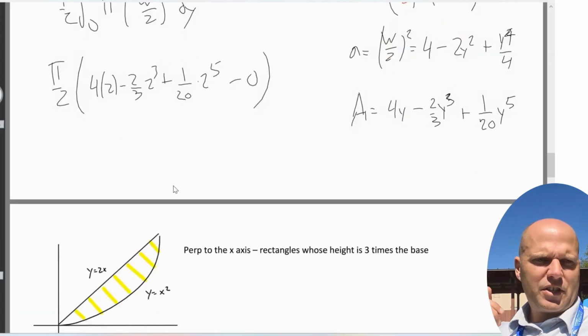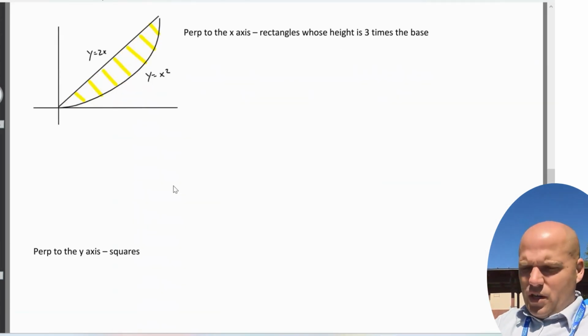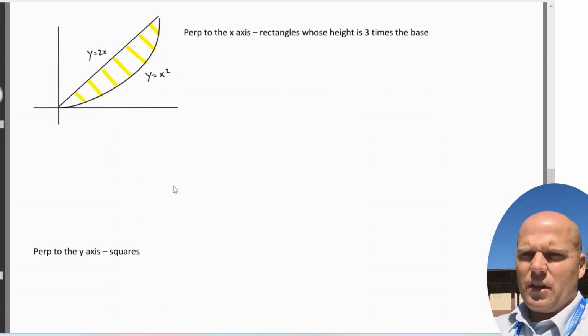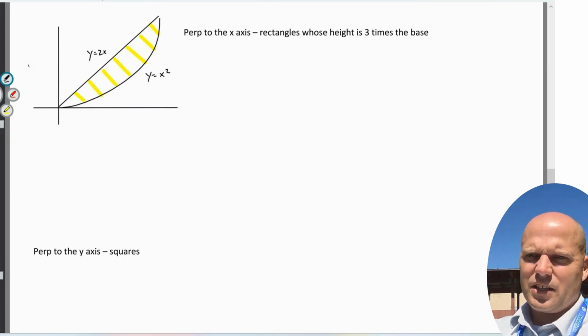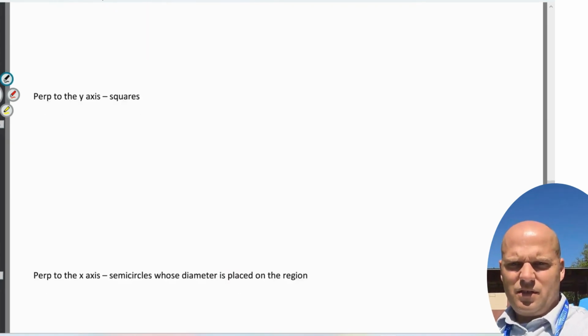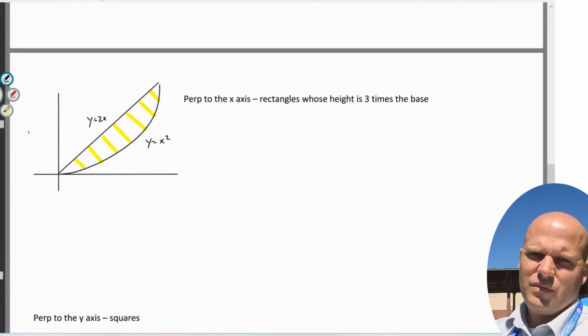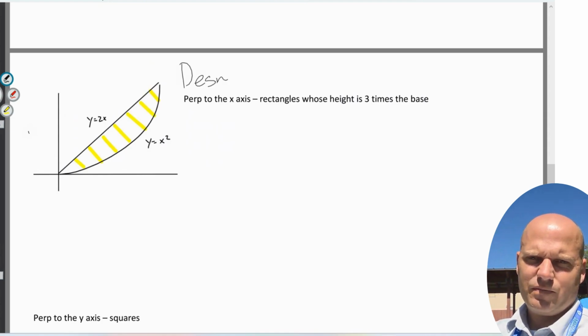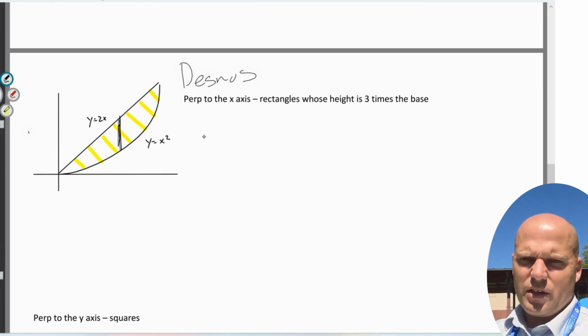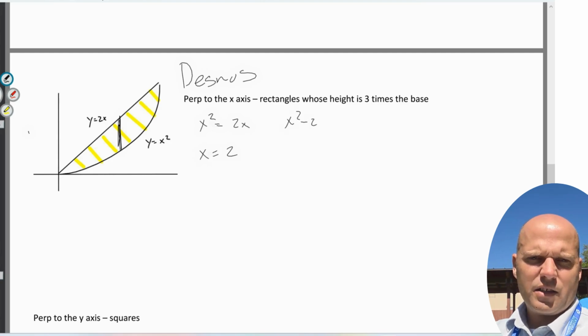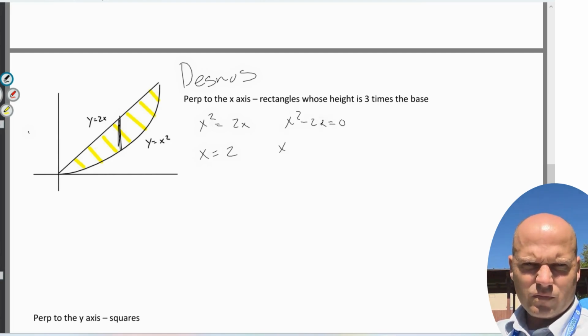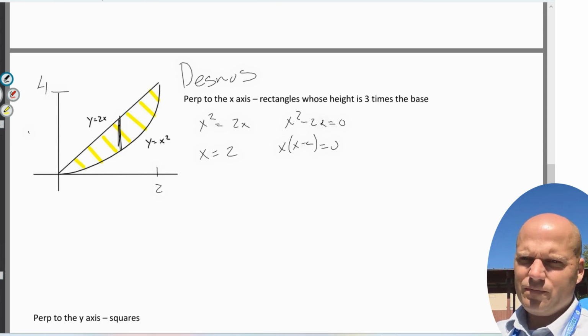Okay. All right, the rest are going to be easy, so long as you understand what's going on. We're going perpendicular to the x-axis. I've got to figure out when these two things intersect. Let's go ahead and use Desmos. I'll show you how to do it without, but let's use Desmos. All right, so when does x squared equal 2x? That's when x equals 2. You could also subtract and factor and solve. So 0 and 2, which would mean this will be 4.